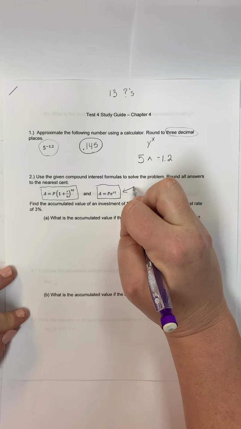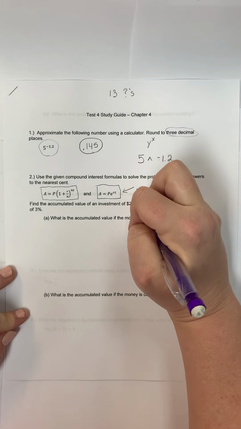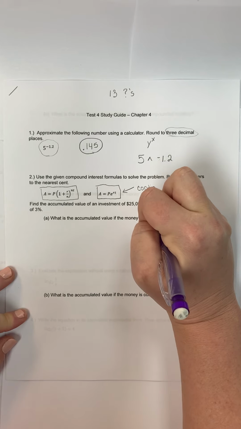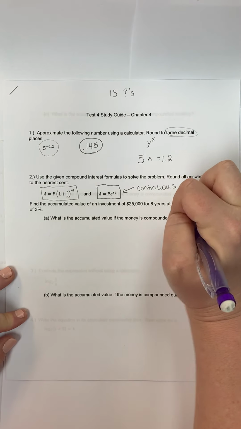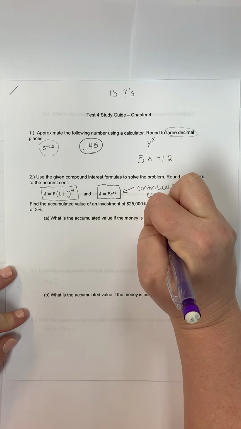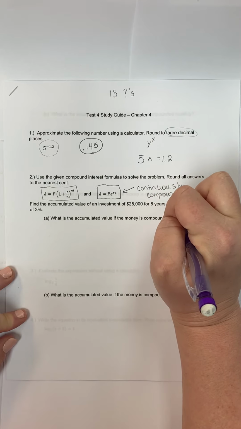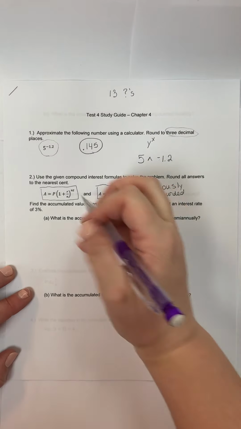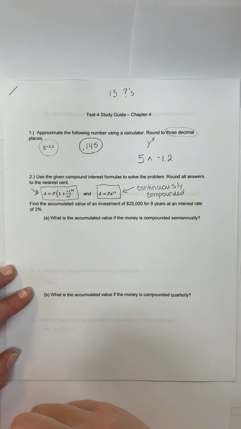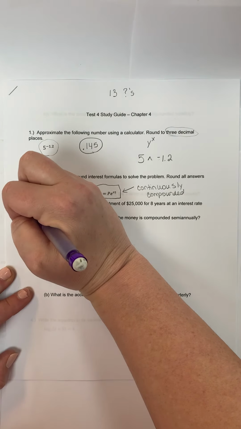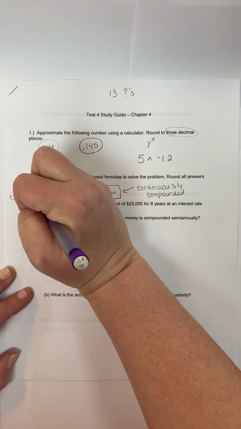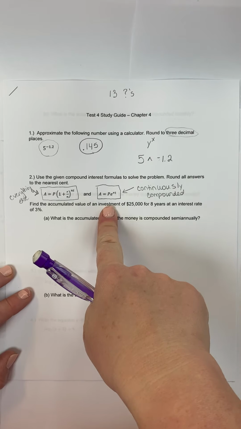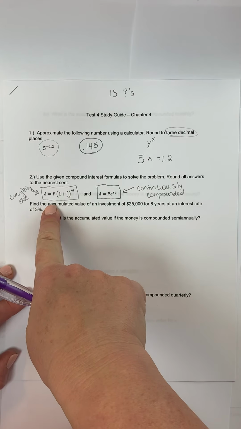This one, the P-E-R-T formula, you're going to use if you see the phrase continuously compounded. That's how you know to use that one. If you don't see this, you use this other one. This is for everything else. So continuously compounded uses this one, and this is for everything else.